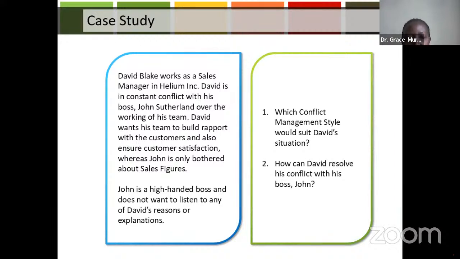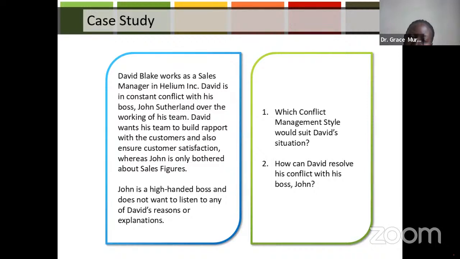Okay, David, you can say, has concern for people. He says he wants his team to be able to build some rapport with the customers. So for David, building rapport with customers is very important, but John just wants figures, just wants to hear sales are increasing. How they are increasing, he's not bothered.